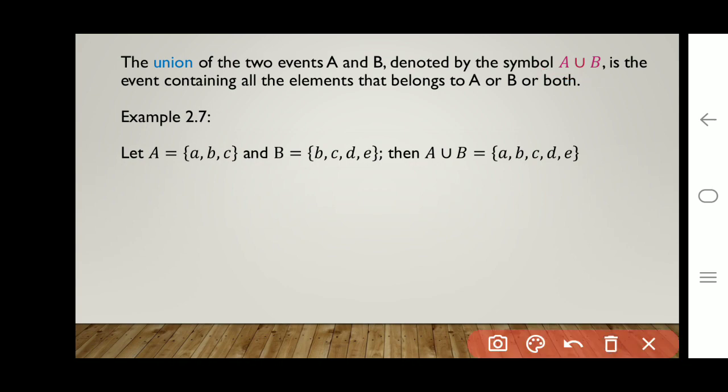Pero, kung mapapansin ninyo, di ba may elements in common sa kanila, yung b, c, di ba? So, dito, pag kinuha mo yung union nila, hindi mo na uulitin yung b at c. Hindi mo sasabing a, b, c, b, c, d, e. So, once lang. Kapag meron na dun sa isa, yun na yun. Hindi mo na siya uulitin. So, remember, pag union, pinagsama lang pero hindi mo uulitin yung elements in common sa kanila.